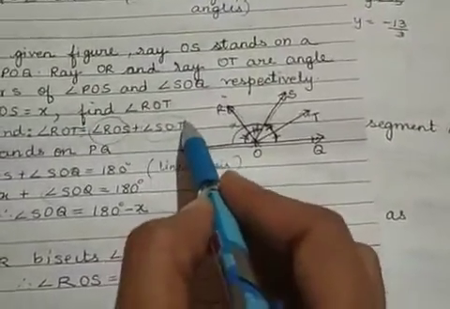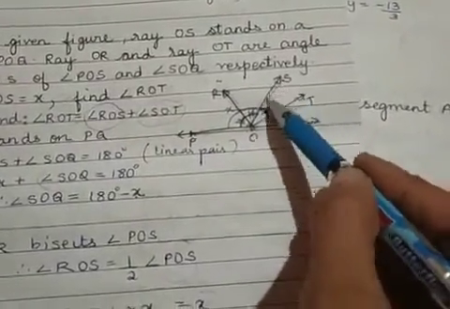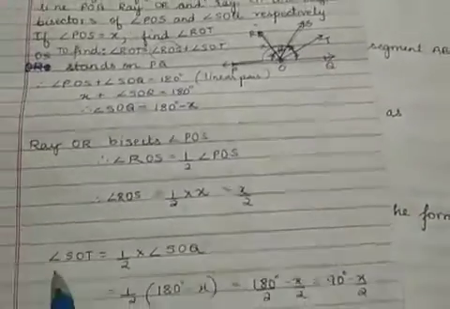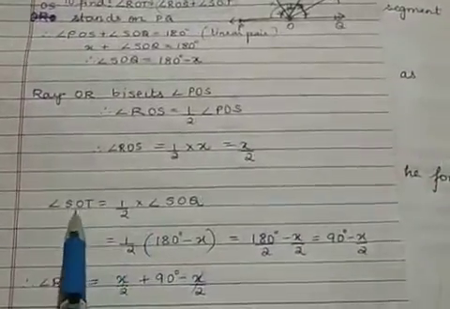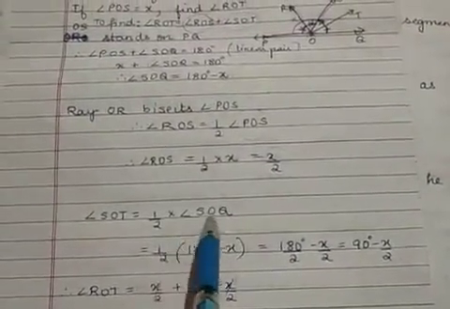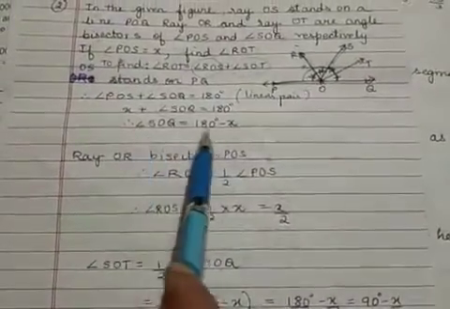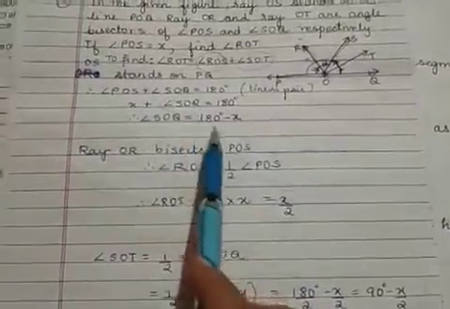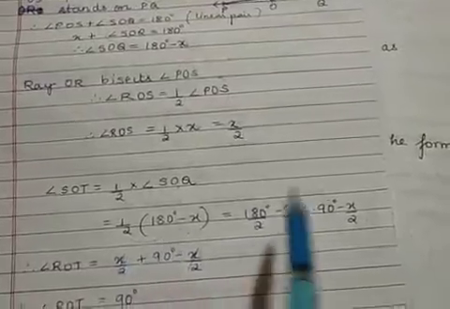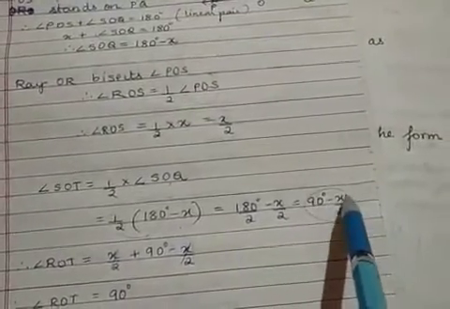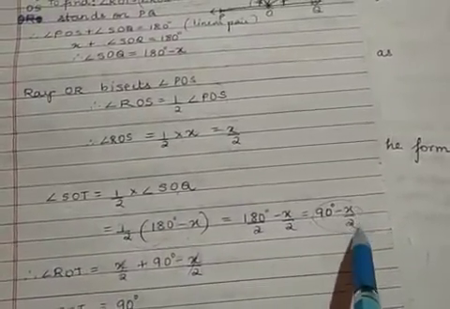Next we want angle SOT. Angle SOT is what? Angle SOT is half of angle SOQ, right? Because OT is the angle bisector. So on substituting, I get half. We have already found angle SOQ. What is angle SOQ? 180 degrees minus X. So you substitute here, then you multiply half inside and you get 90 degrees minus X upon 2. So angle SOT is 90 degrees minus X upon 2.